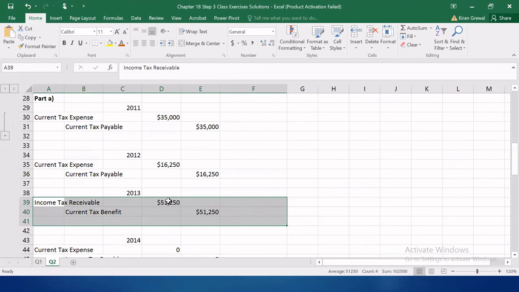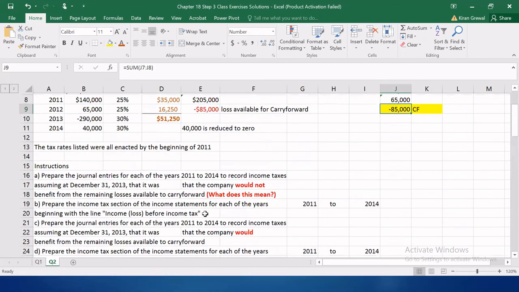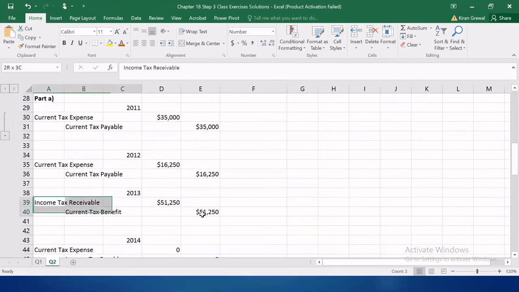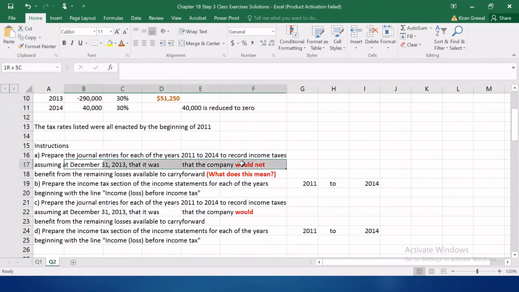We usually do a second journal entry in 2013 for the carry forward amount, but Part A says, assume that the company would not benefit from the remaining losses available to carry forward. Okay, so the company doesn't think that they'll be able to use up this $85,000 of a loss to carry forward, so therefore we're not going to do the carry forward entry. So we're only going to do the one journal entry in 2013, which is our refund amount for carryback. We're not doing a carry forward entry because our question says that we would not benefit from the remaining losses available to carry forward.